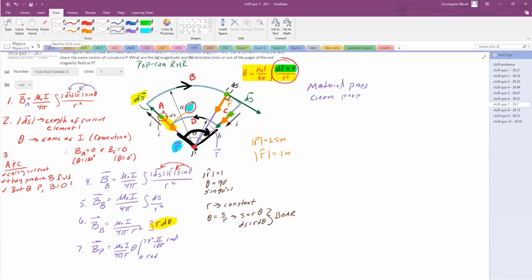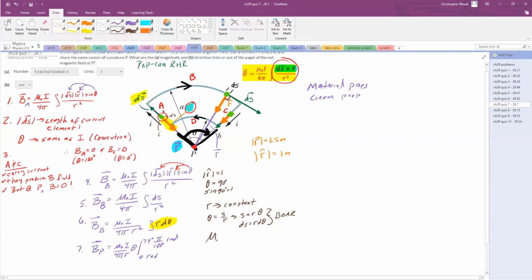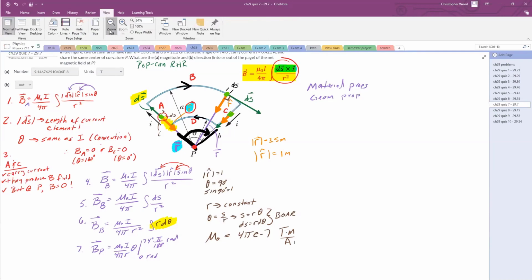Let me write down mu naught. Mu naught is the permeability of free space. So mu naught equals 4 pi times 10 to the minus 7th, and I think it's Tesla meters per ampere. Okay, and then use your own numbers. And then we'll do the last chunk of this.